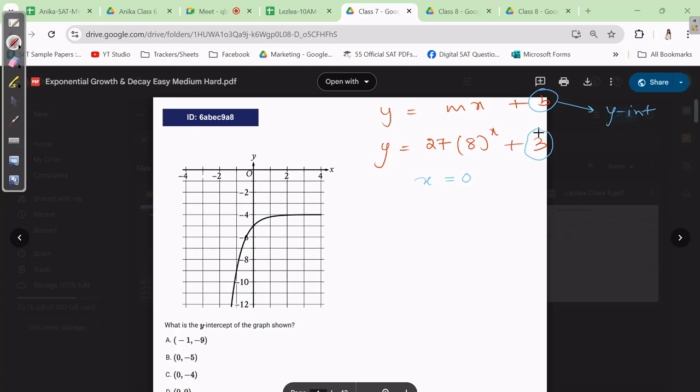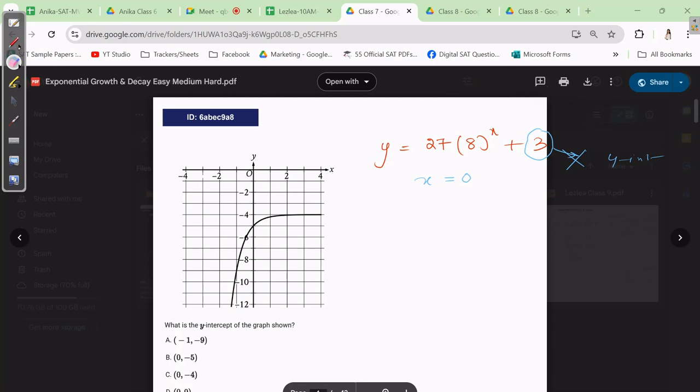So here you might think that this 3 value is the y-intercept, but no. The correct way is to put x equal to 0. In the linear case, when we put x equal to 0, we get b. But here when you put x equal to 0, you will not get 3. So can you tell me what the y-intercept will be for the exponential function, Anika?